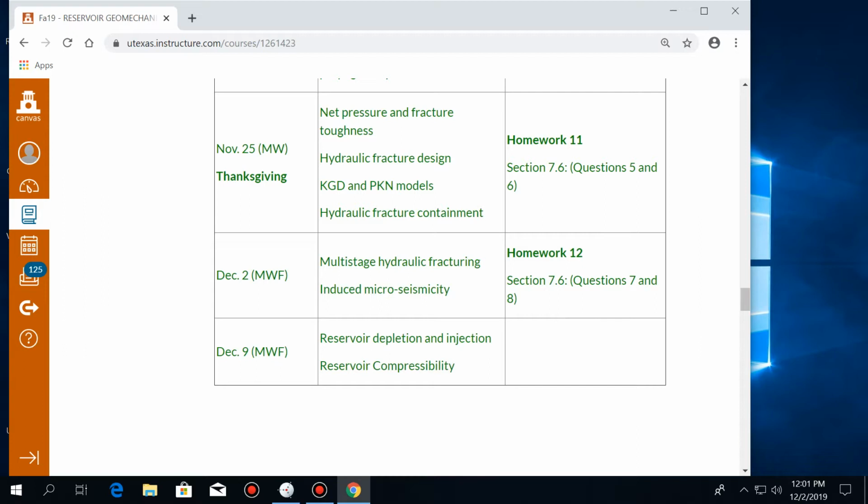Let's start talking about the exam. It's going to be the final exam on the date of the final exam as said in the registrar. But it's not going to be comprehensive in the sense that I'm not going to ask you details about what you have already did in exams 1 and 2. It's going to be mostly about hydraulic fracturing, okay?